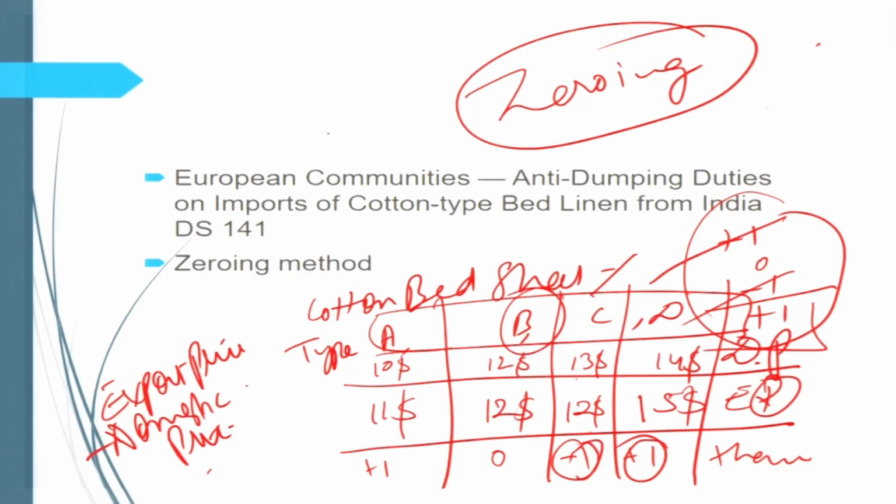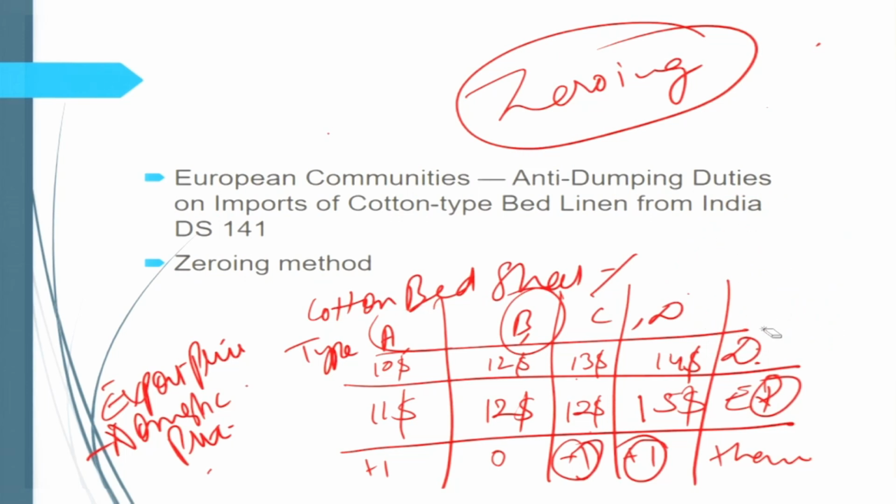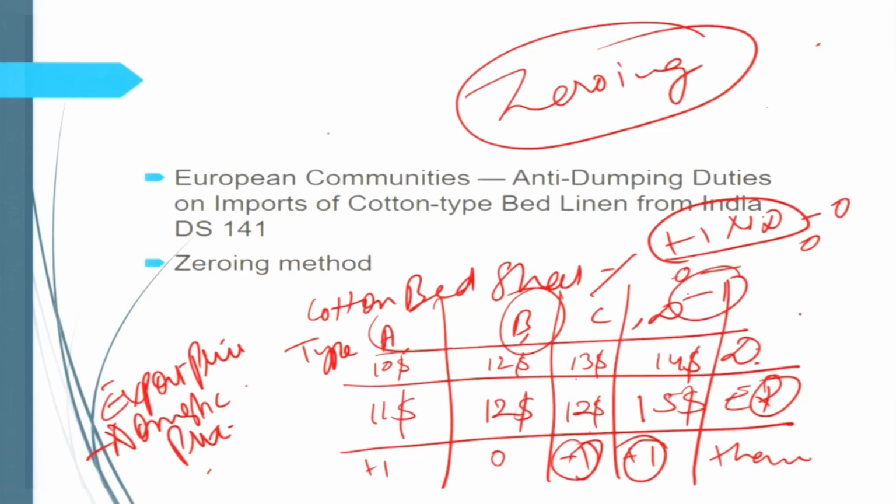But what the European Union was doing here was taking the positive values as 0. If this is plus 1, meaning no dumping, then instead of taking this value as plus 1, it was taking it as 0. Then this 0 remains 0, and then again there is a minus 1. This minus 1 was not added together with the other numerical values, but was isolated, as this is a case of dumping. And this again plus 1, instead of being considered a positive value, meaning no dumping, was again termed as 0. So, this is known as the zeroing method.